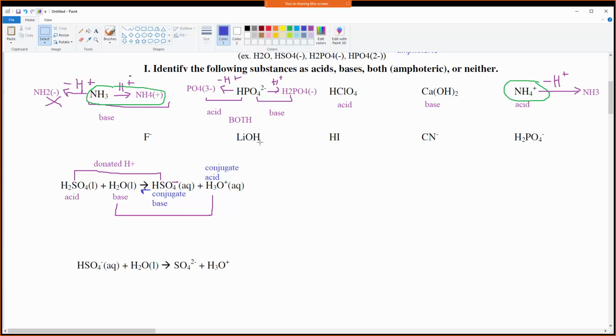I think that's helpful. Okay, so on this one, you said H2SO4, but there's not actually an H2SO4. I think you meant HSO4 minus. Is that right, Sarah?